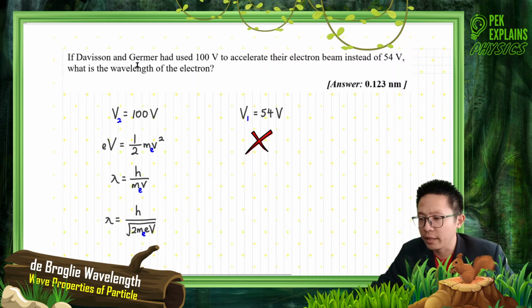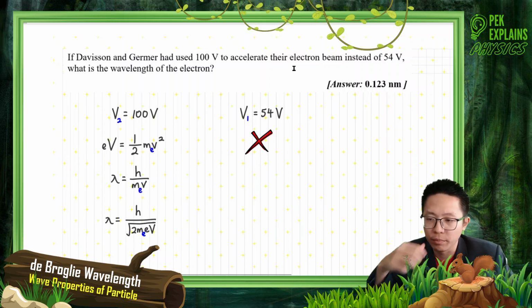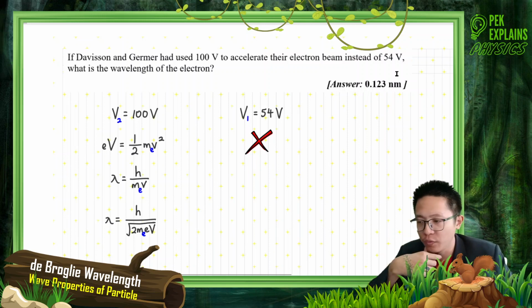If Davisson and Germer had used 100 volt to accelerate their electron beam instead of 54 volt, what is the wavelength of the electron? Okay, this is about electron diffraction. He used this potential difference of voltage to accelerate the electron. This is in the accelerating chamber.